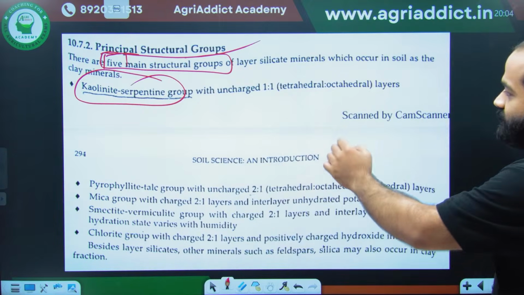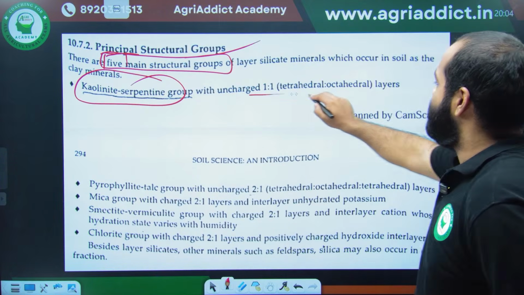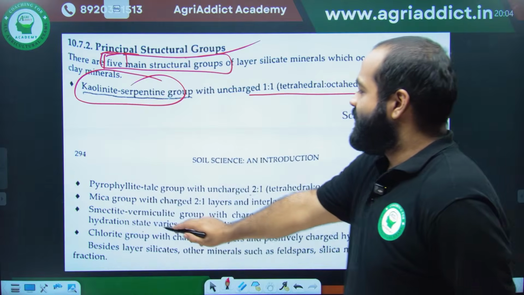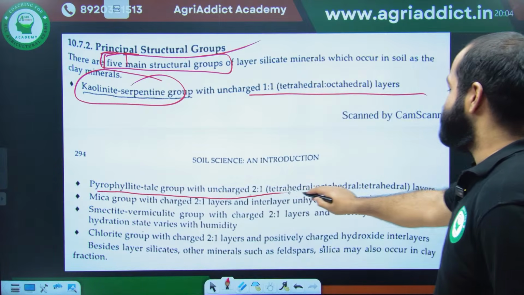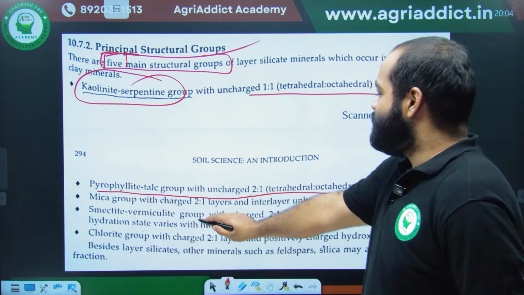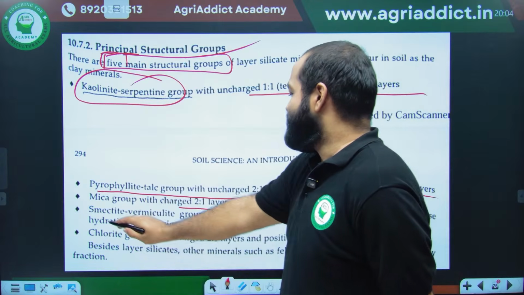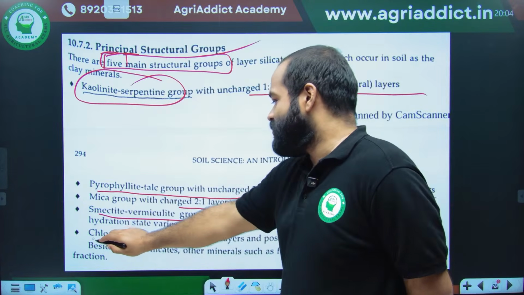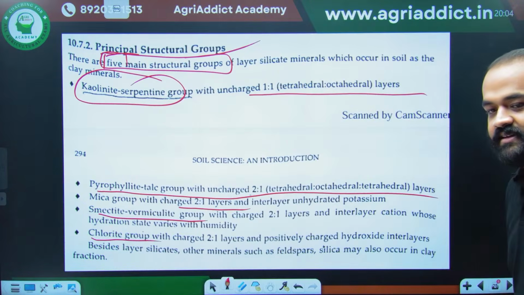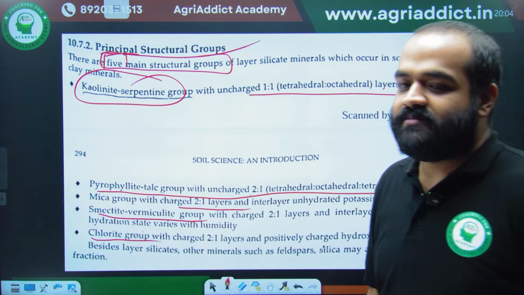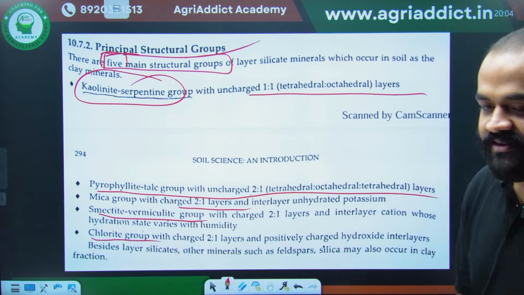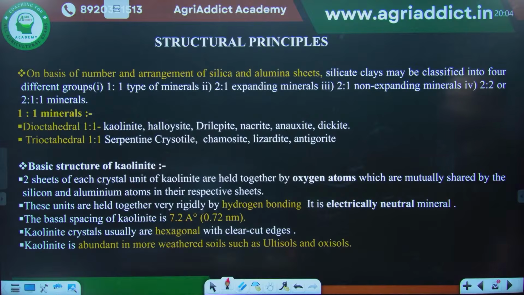Right? So the kaolinite serpentine group with 1:1 layer. Then the pyrophyllite talc group with uncharged 2:1 layer. Then the mica group with charged 2:1 layer. Then the smectite vermiculite group, and finally the chlorite group. There are 5 types. I think you all know that the exam is less than 1 month away, so there is no need to talk much about this right now.